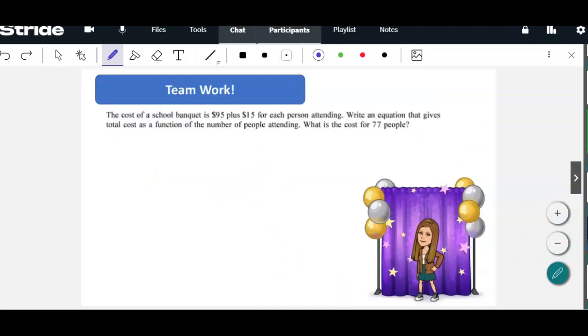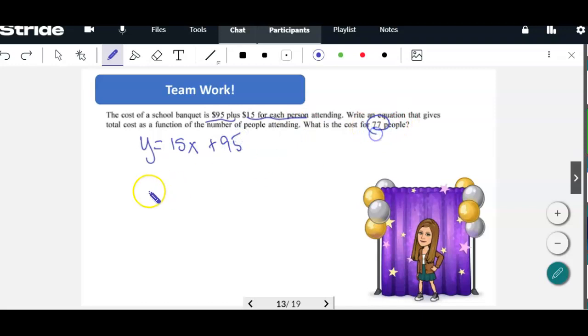All right, let's try this one. The cost of a school banquet is $95 plus $15 for each person attending. Write an equation that gives you total cost as a function of the number of people attending. What is the cost of 77 people? Ooh, a little extra there. Okay, so it's not $95 flat fee and 15 per person. So we would say y is equal to 15x plus 95.